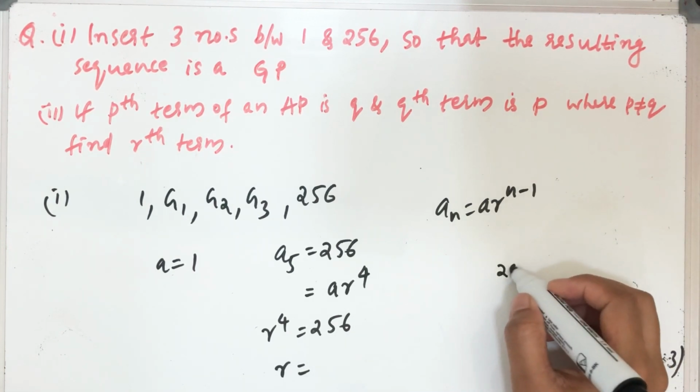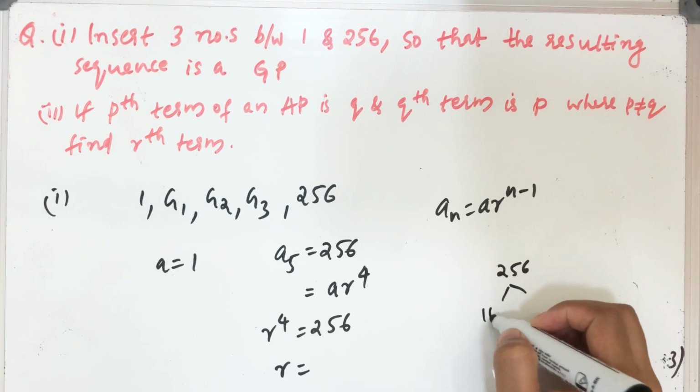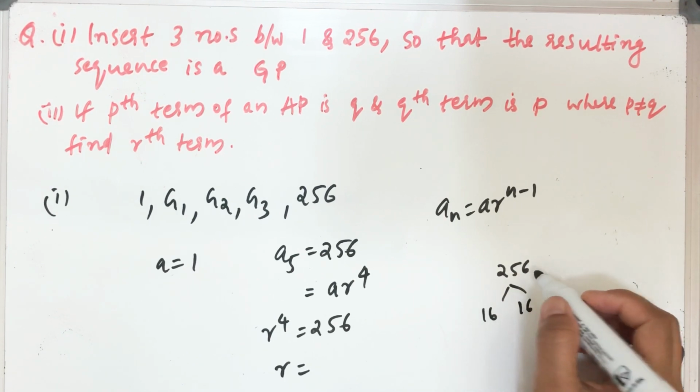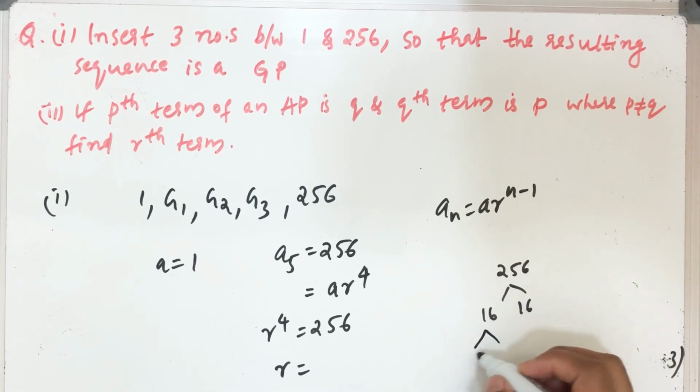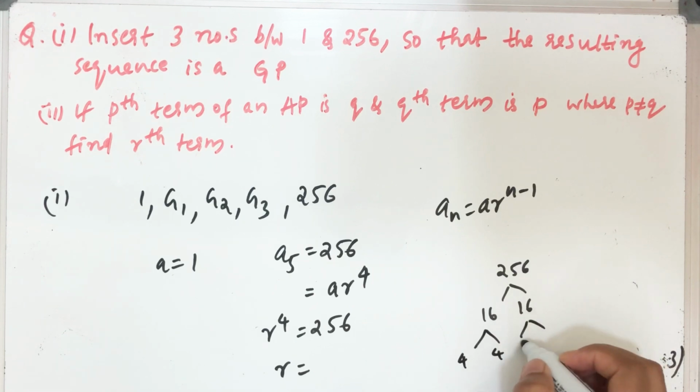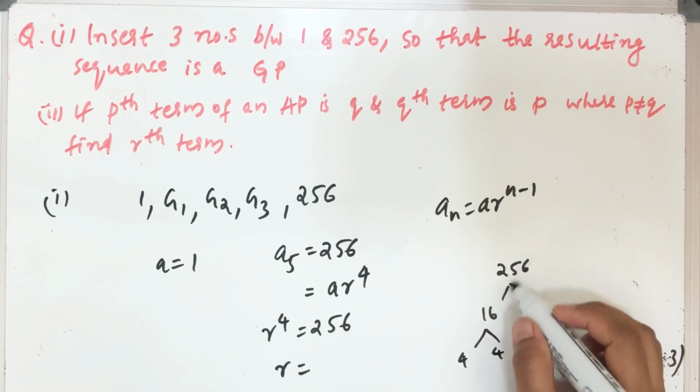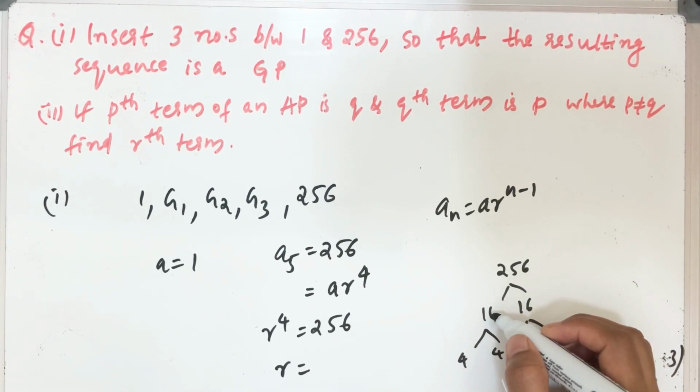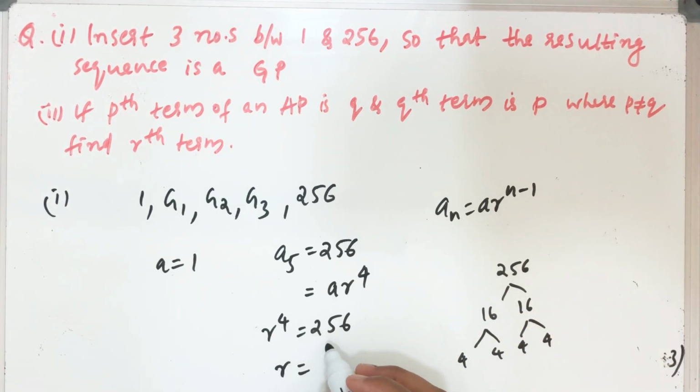We know 256 is 16 into 16, that is 16 square, and 16 is 4 into 4. Square root of 256 is 16. Again, square root of 16 is 4. So we can say this is 4 raised to 4. So r is equal to 4. We can take negative values also. Common ratio can be negative. So we can say r is equal to plus or minus 4.